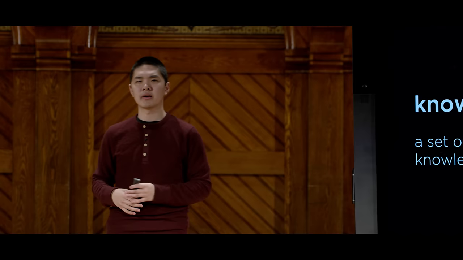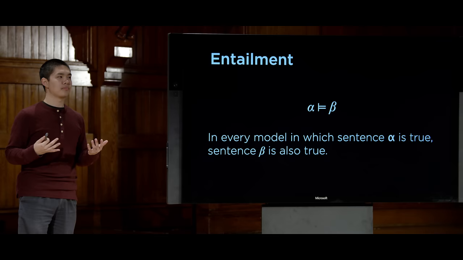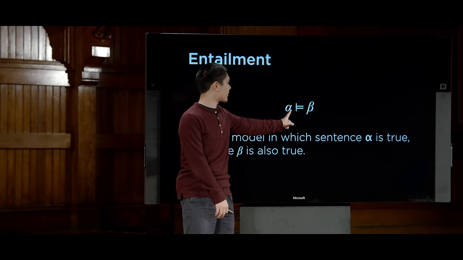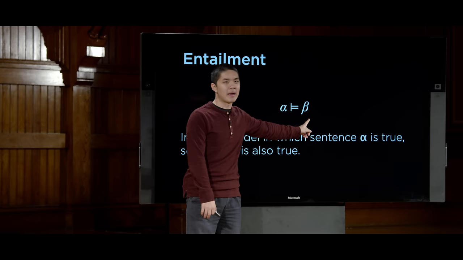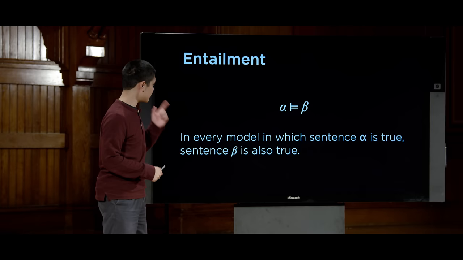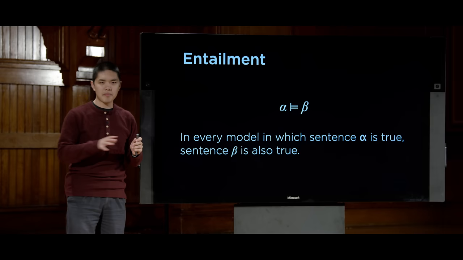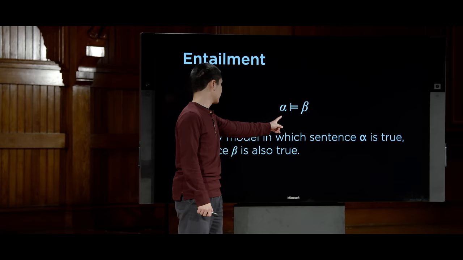Well, to understand those conclusions, we'll need to introduce one more idea, one more symbol, and that is the notion of entailment. So this sentence here, with this double turnstile and these Greek letters, the Greek letter alpha and the Greek letter beta, we read as alpha entails beta. And alpha and beta here are just sentences in propositional logic. What this means is that alpha entails beta means that in every model, in other words, in every possible world in which sentence alpha is true, then sentence beta is also true.